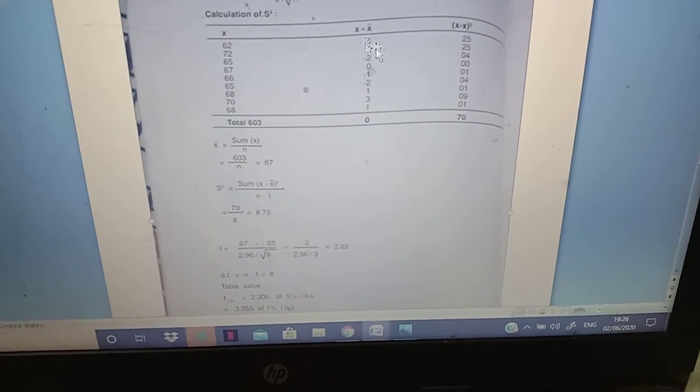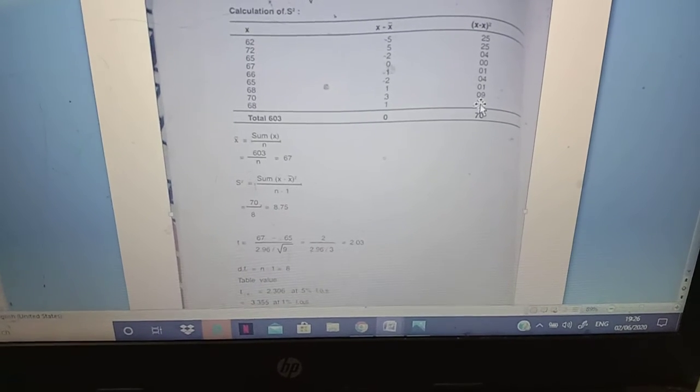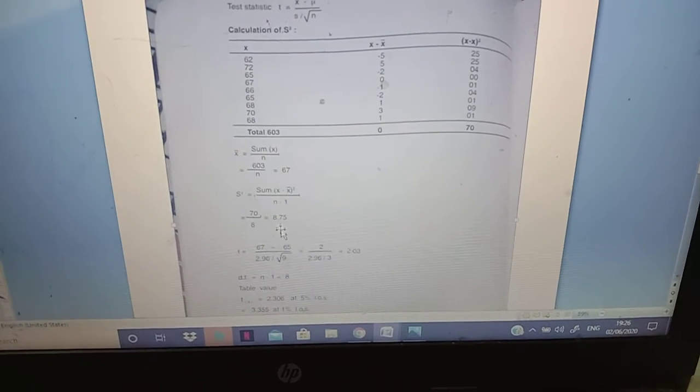So this can be easily understood with this table. You have to find every individual's difference from the sample mean, square all the values, and then take the summation, which is 70. So 70 divided by 8, that is n minus 1, gives the value 8.75. Now the t-test, with the formula, gives the value 2.03.